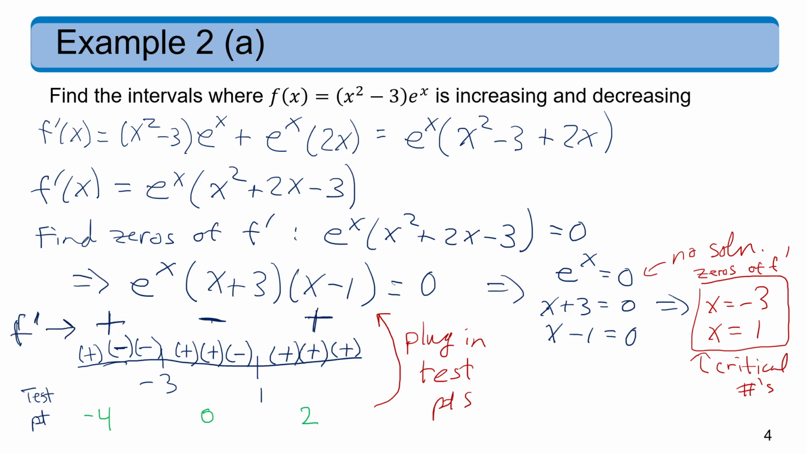So now we can use that to determine the intervals where f is increasing and decreasing. We know that when f prime is positive, that means f itself is increasing. So we can say f is increasing on the intervals that have a positive value for f prime. That would be everything to the left of -3, and then also everything to the right of 1.